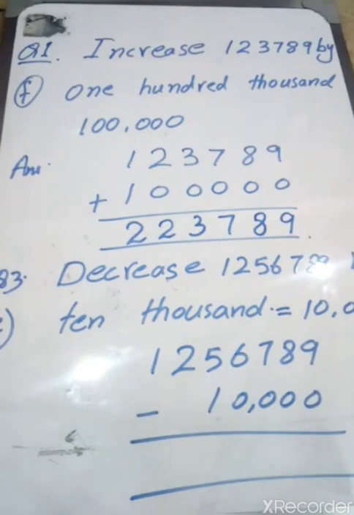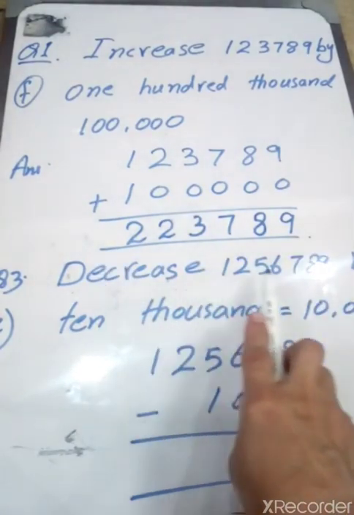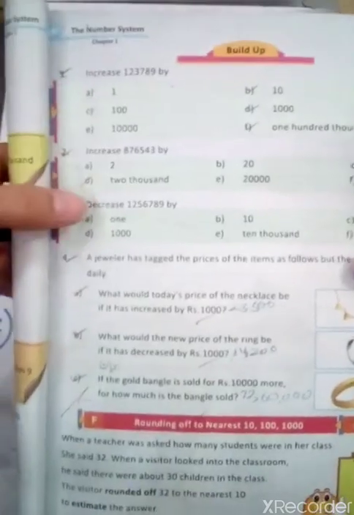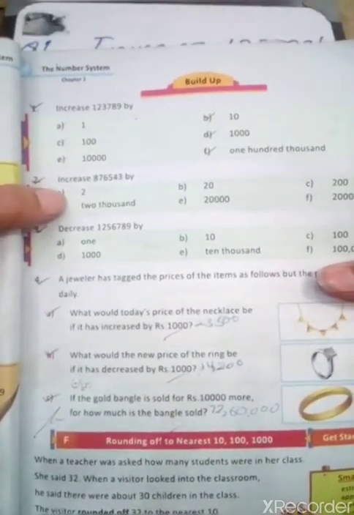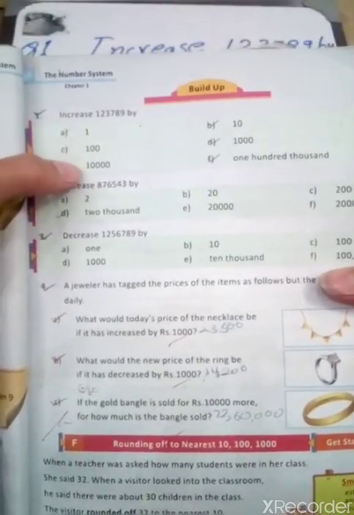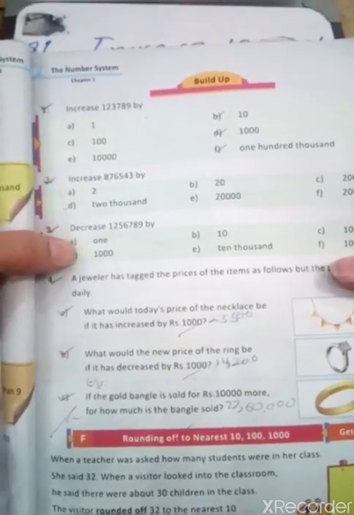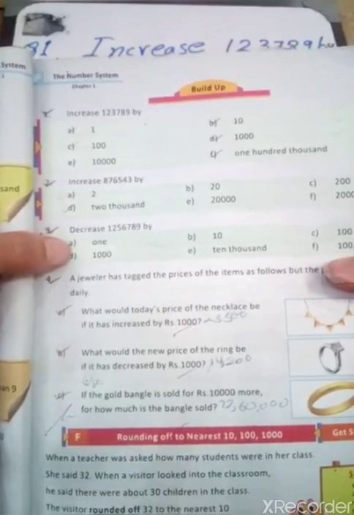And now I'm going to tell you about decrease. Here is a sample question of decrease as well. In your page number 11, look here. Question number 1 and 2 is about increase. You have to write all the parts step by step like this, as I show you. After that, solve question number 3 of decrease.